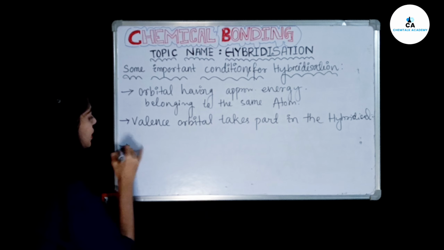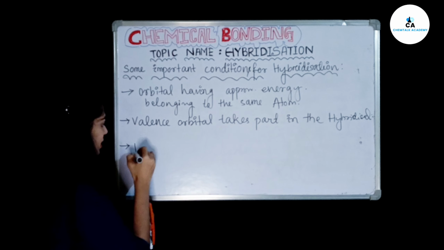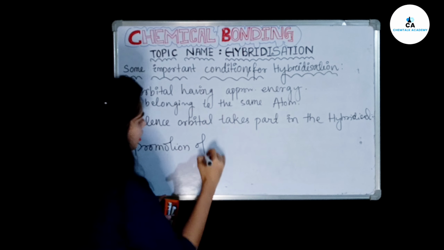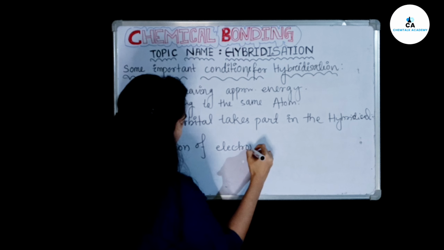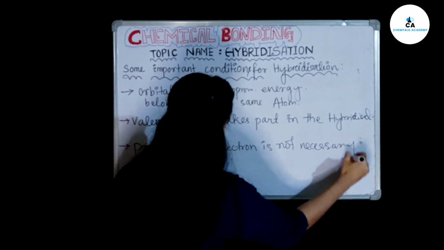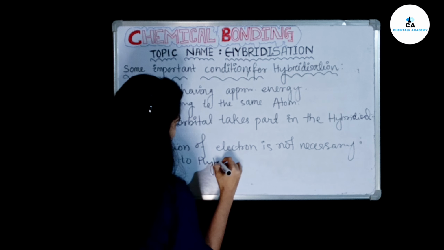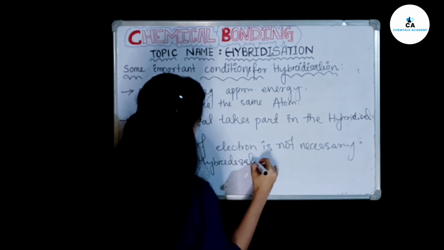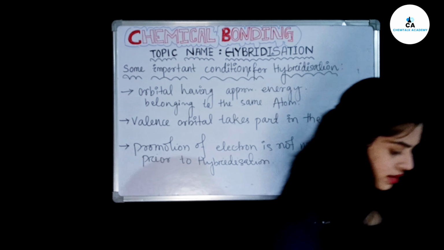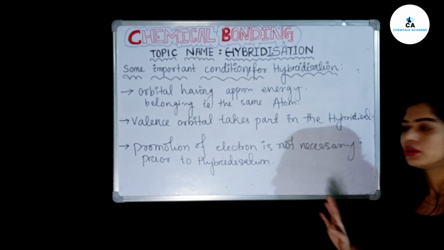Okay, then the third important condition is that promotion of electron is not necessary. I am writing here, then afterwards I will explain. Promotion of electron is not necessary prior to hybridization. Okay, I'm giving you 1 minute, you can note it down. Promotion of electron is not necessary prior to hybridization.